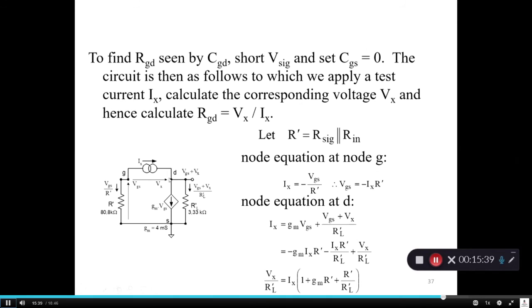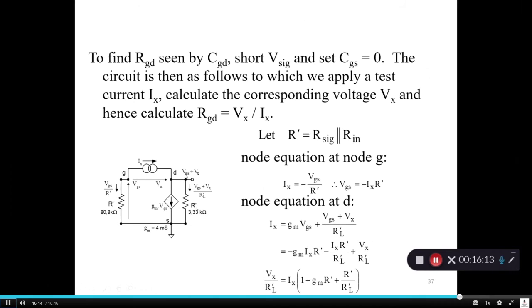Now on the second side, at the node of drain, what is the equation? See, this Ix is coming here. It is divided into two sections. One section is this side, gm VGS. Second section is this one. So Ix is equal to gm VGS as it is, plus this line, means current in this section. What is the current in this section? It is the voltage divided by resistance. Resistance is R dash L. What is the voltage in this section?